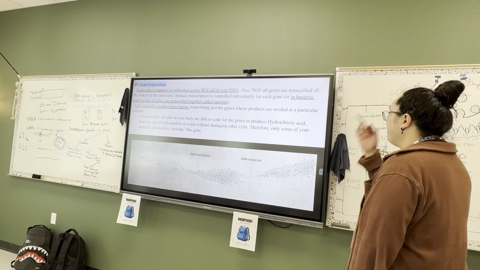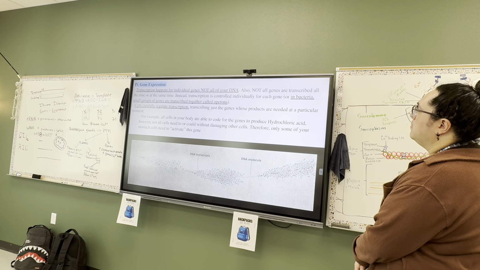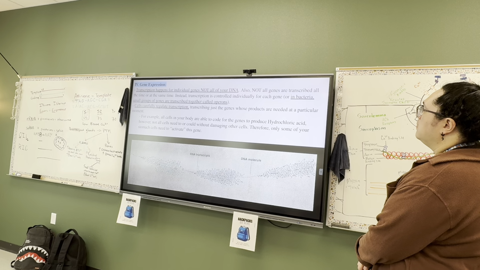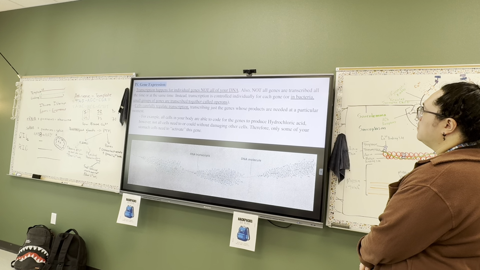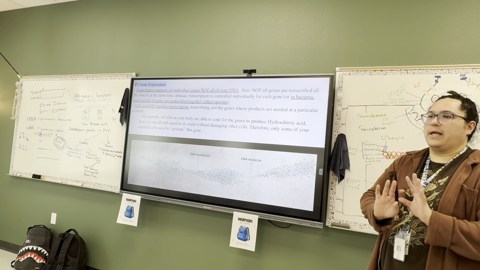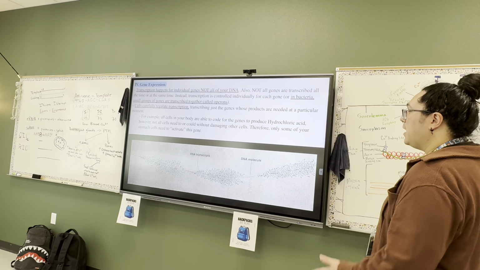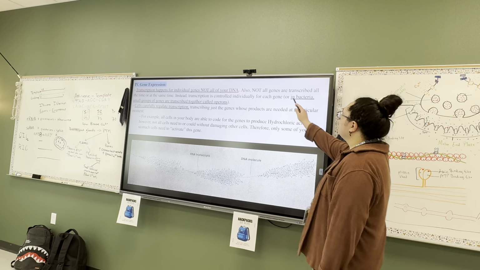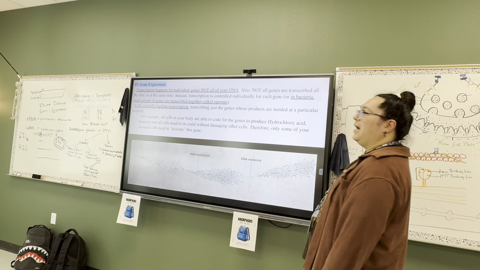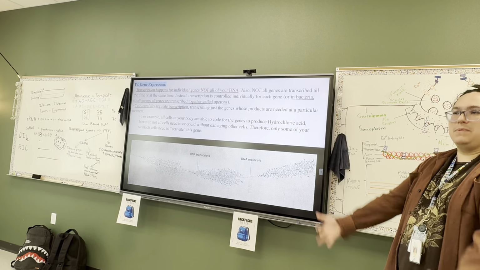Go ahead and read the rest of the sentence, please. Also, not all genes are transcribed all the time or at the same time. Instead, transcription is controlled individually for each gene, or in bacteria, small groups of genes are transcribed together, called operons. Operons are a little different because they're a bacteria thing, since their DNA is a little smaller. But again, not all genes are transcribed all the time. It's only what the cell needs in the body at that specific moment.